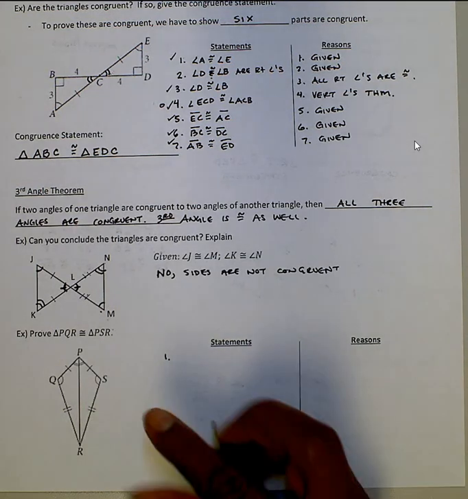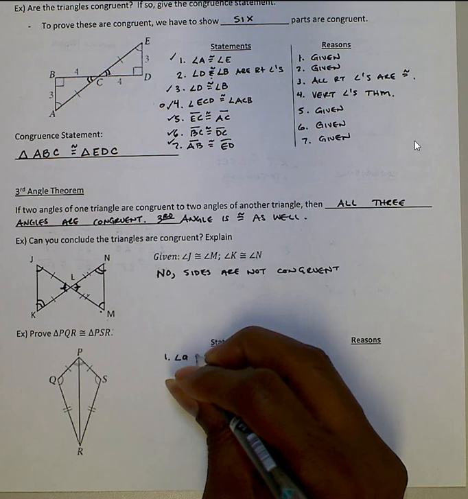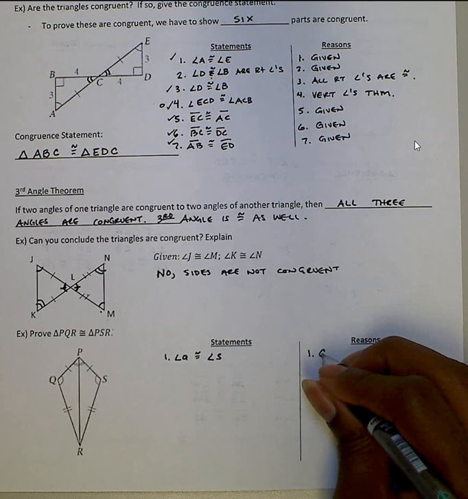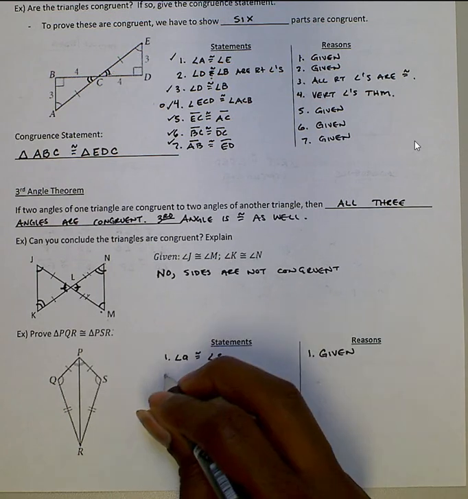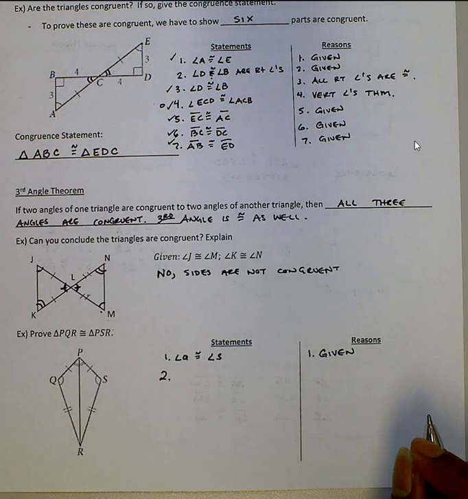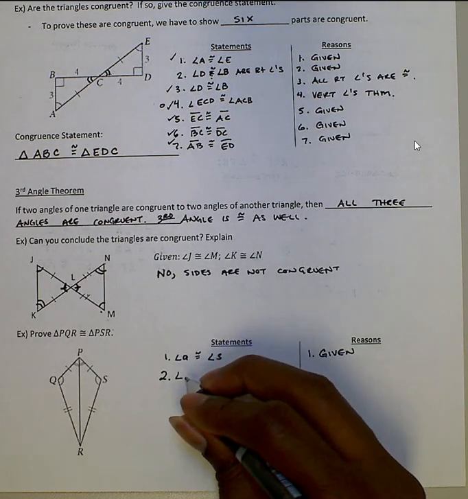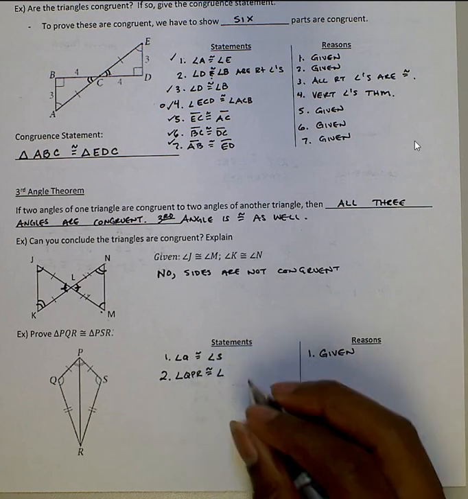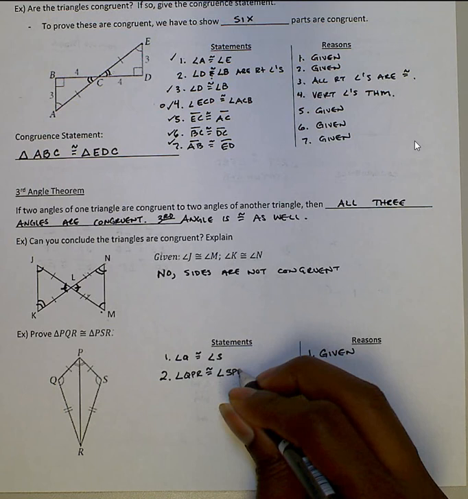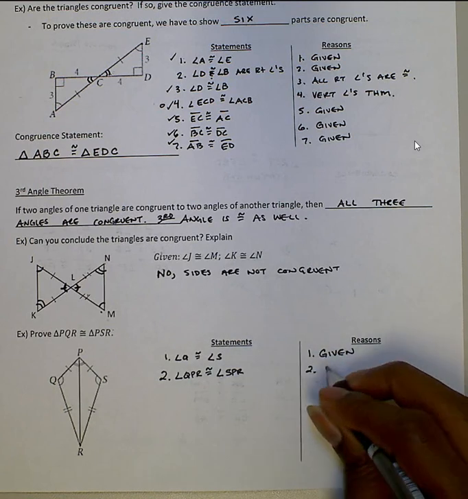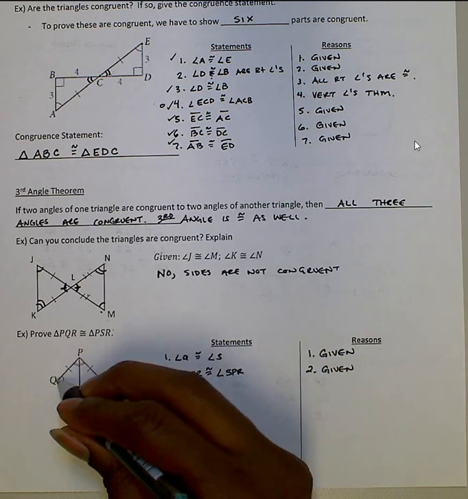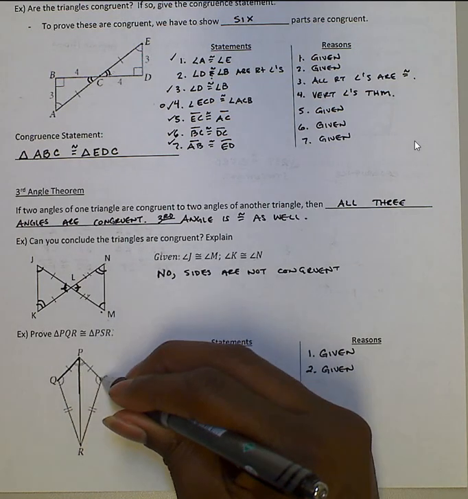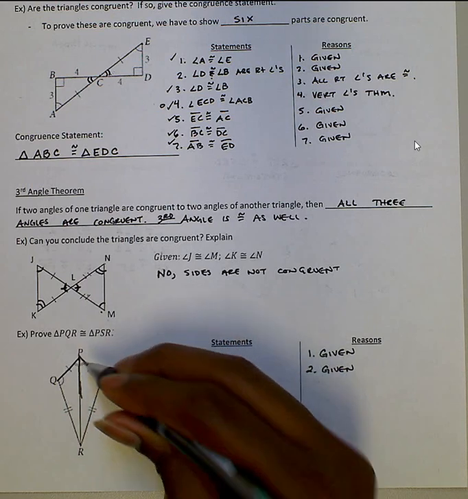So I know that angle Q is congruent to angle S. And I know that because it's given. They already told us it's marked that way. Number 2, I can tell that angle QPR is congruent to angle SPR. Again, that's given. Okay, remember when I'm naming these, I go Q, P, R, I'm talking about this angle. S, P, R, I'm talking about this angle. They're congruent to each other.